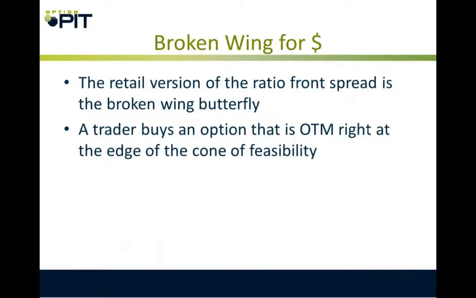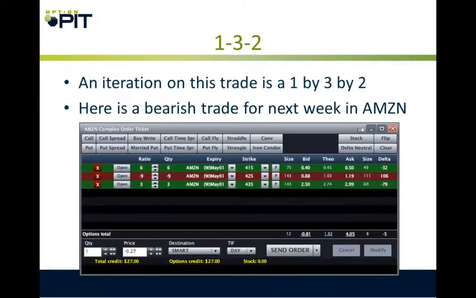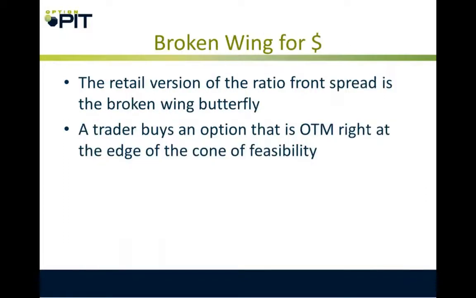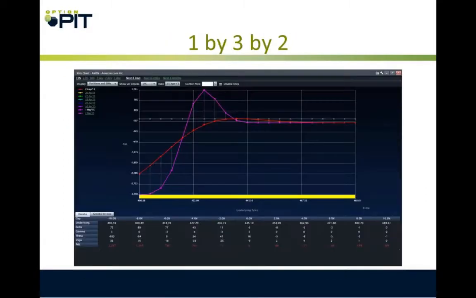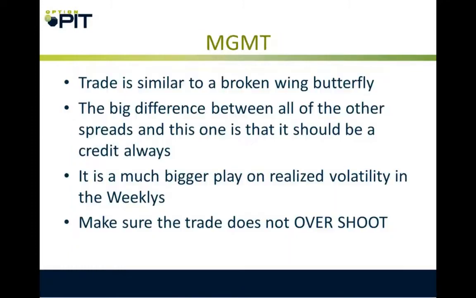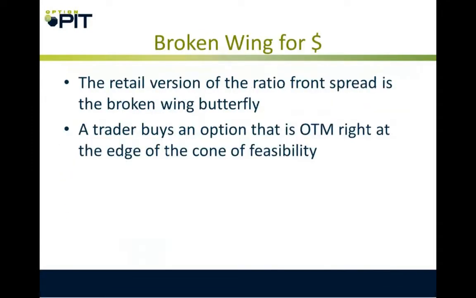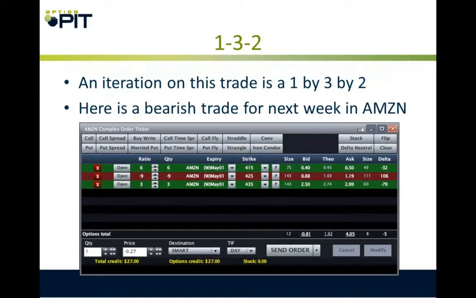Now the broken wing is for margin. All right. So a couple of trades, and we'll get to broken wings in a second. So an iteration of a broken wing fly is a 1/3/2. And here's like a bearish trade in Amazon that I might set up. Where Amazon's expensive and high vol, so instead of a 25-cent option, I'm buying a $2.50 option.